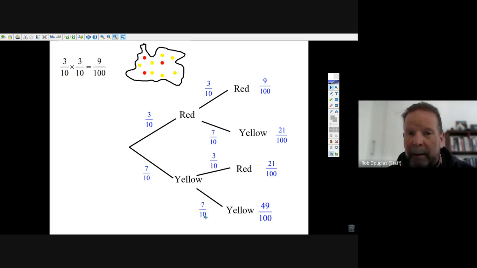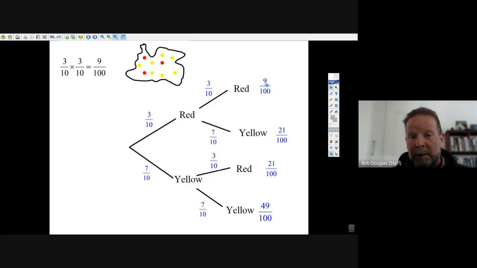Now, here's the cool thing about the tree diagram. Once you've built the tree diagram, all you have to do is multiply down the tree. 3 over 10 times 3 over 10 is 9 over 100, and that's the chance of pulling out 2 red marbles, 9%. What's the chance of picking out a red marble first and then a yellow marble? Well, just multiply down the tree. 3 times 7, 10 times 10, it's 21 chances in 100. The chance of a yellow and then a red, same thing, 21 over 100. But the chance of 2 yellows, 7 times 7 is 49, 10 times 10, a 49% chance there.